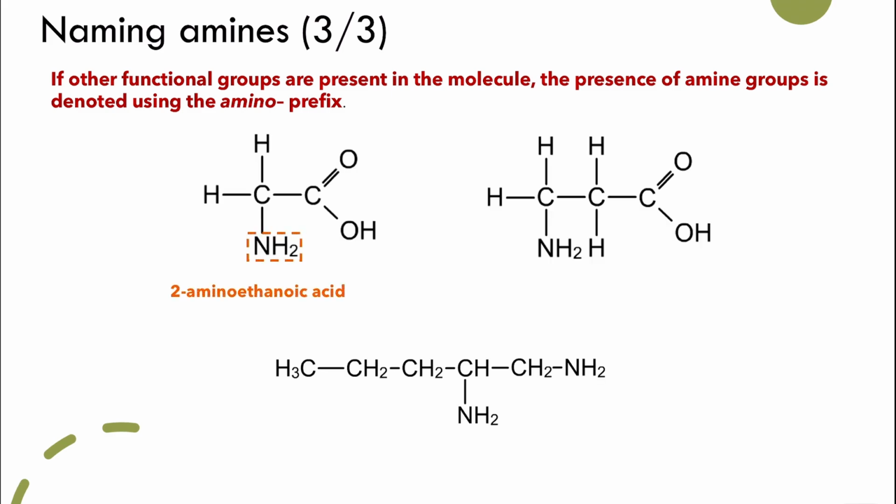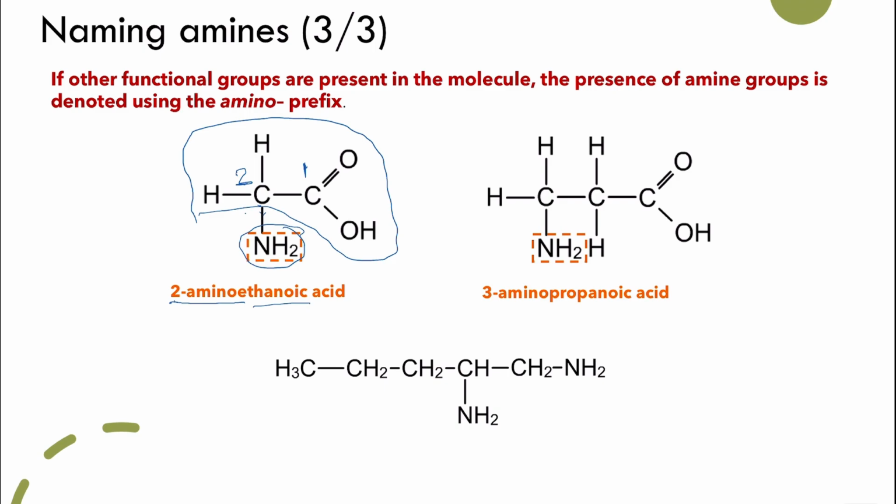For example, if we have something like this one, this is an ethanoic acid. This is the parent name. Ethanoic acid, this is carbon number 1 and this is carbon number 2, and then we have the amine group, so it will be called 2-amino ethanoic acid. Something like this one, this is propanoic acid. Again, always start with the carbon that will give the functional group the lowest number. So this is 1, 2, 3. So this is 3-amino propanoic acid.